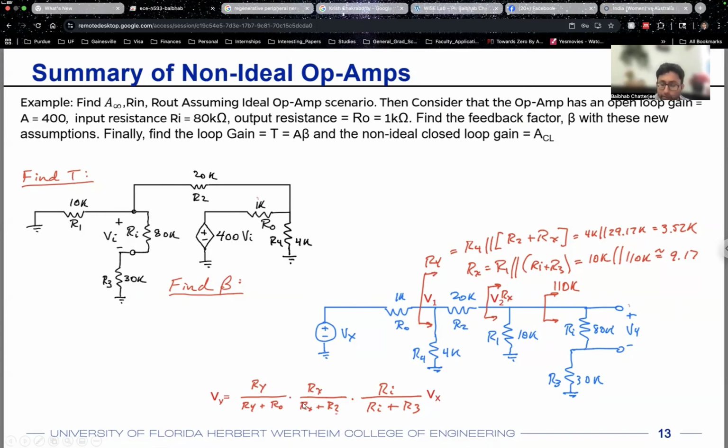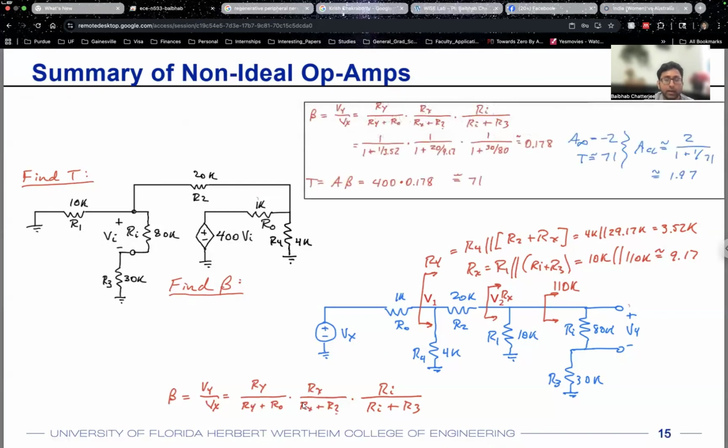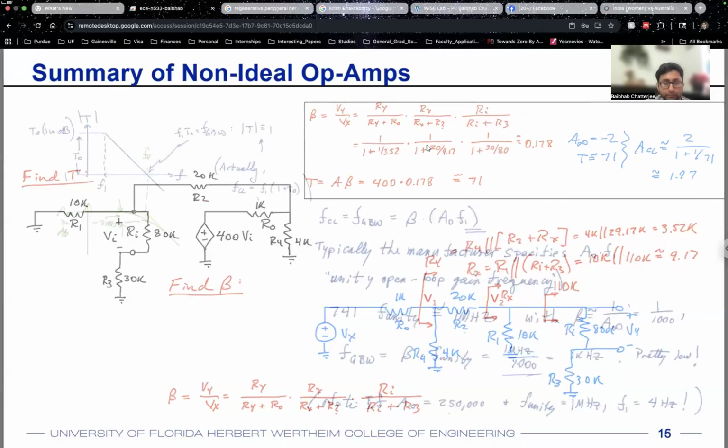This is the feedback factor. So you find out your feedback factor beta as Vy divided by Vx, and then your A times beta is basically the multiplication of your gain of the op amp, which is 400, times this beta. So just a very simple way to calculate your loop gain.